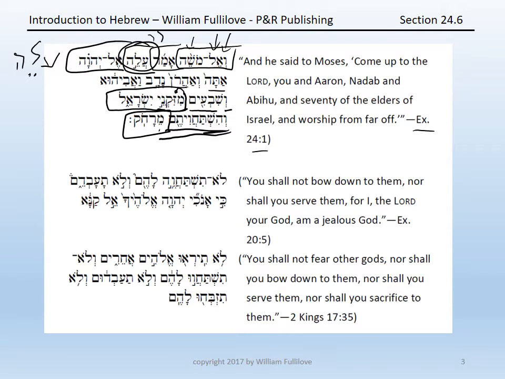Merachok, min, the nun of the min assimilating to the resh, because resh cannot double, causes compensatory lengthening. So the vowel becomes tsere. Merachok, from afar.